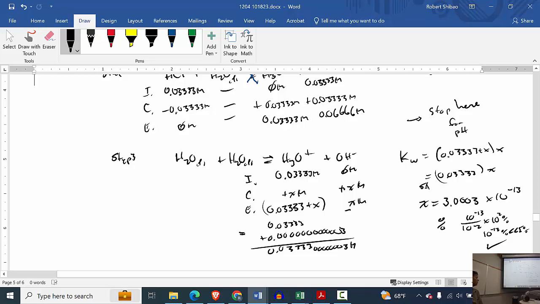And this is the pKw, which is just a constant. So let's check our Kw here, times 0.0333, and then seven zeros. It's coming right on, coming to negative 14. That's good.